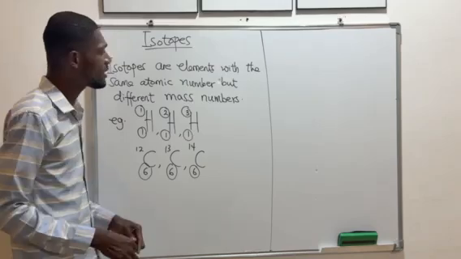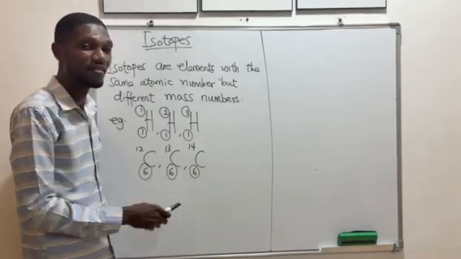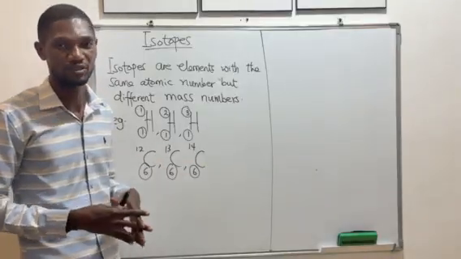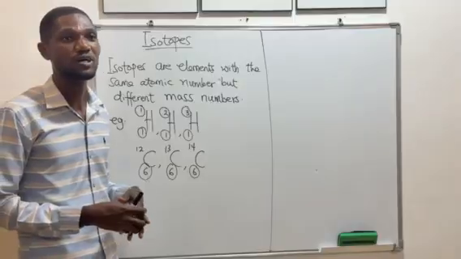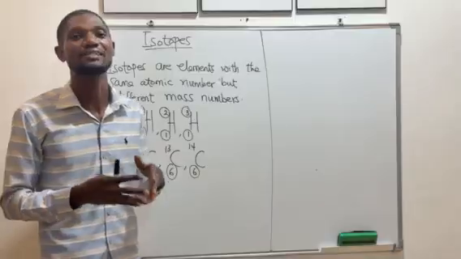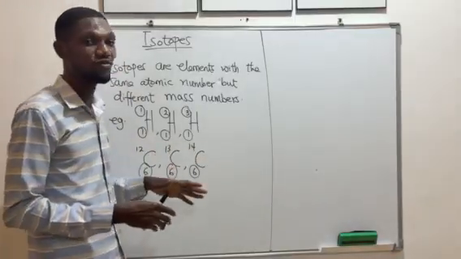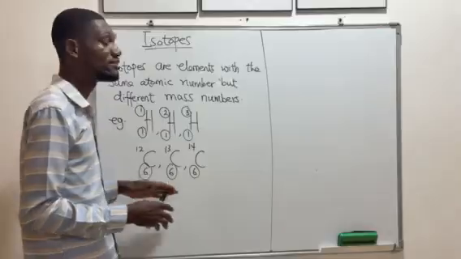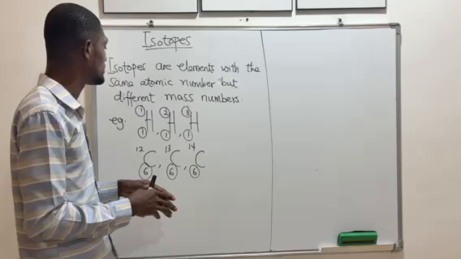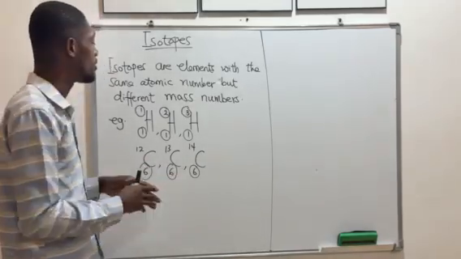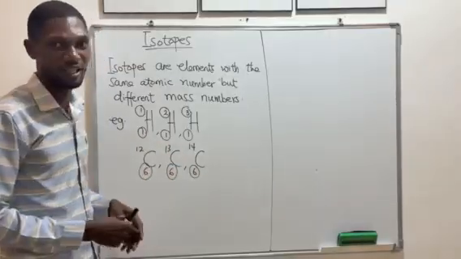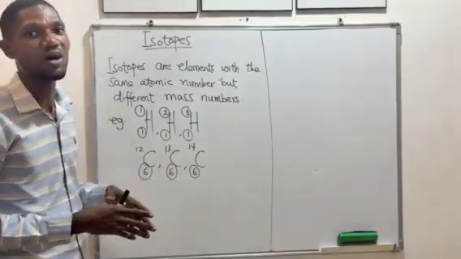So when we take the isotopes, because they have the same atomic number, it means that they all have the same number of electrons. The atom is electrically neutral, which means that it has the same number of protons and electrons. So the isotopes of any element have the same number of electrons, which means that they have the same chemical properties. So when we take a characteristic of isotopes, we say that they all have the same chemical properties because they all have the same number of electrons. So basically, this is what we call isotopes.